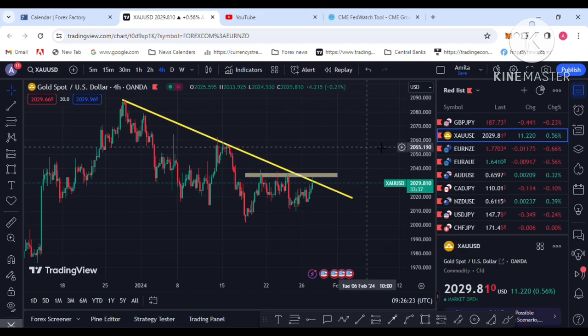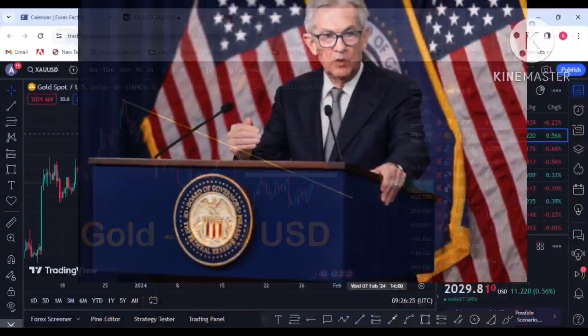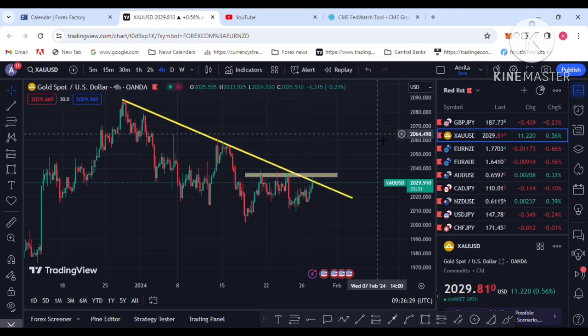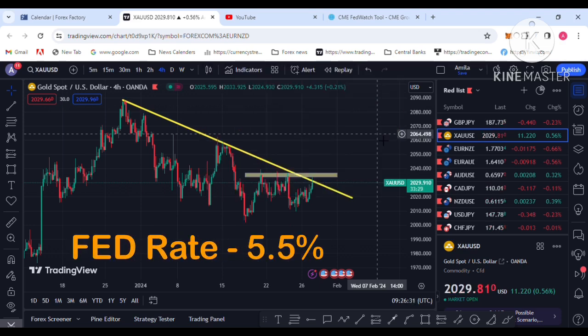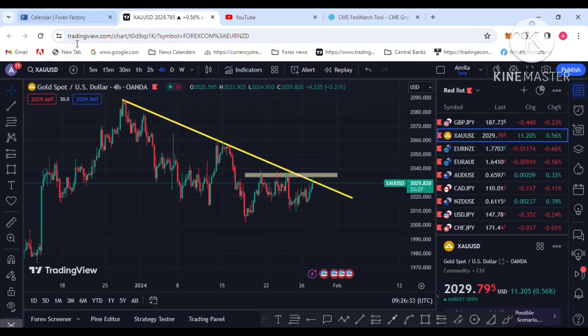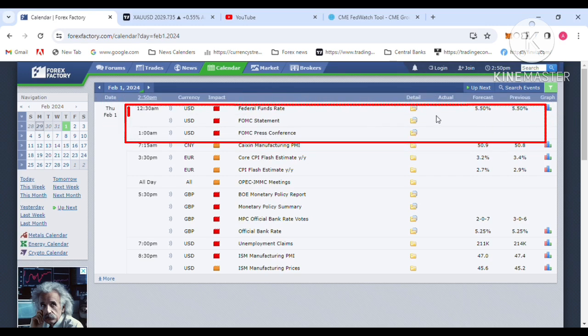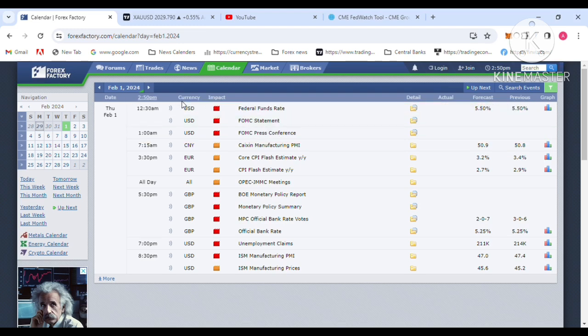Today I'm going to give the gold analysis with the FOMC meeting this week, the Federal Reserve, the American Central Bank's interest rate decision. So, how to trade with the Fed funds rate. According to Forex Factory, on 31st January the current rate is 5.5, and the Fed, the American Central Bank, is forecast to hold the rate at 5.5.